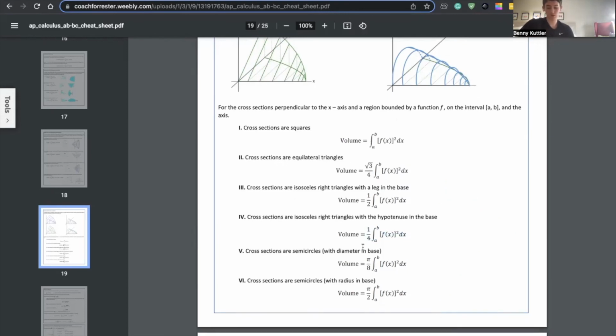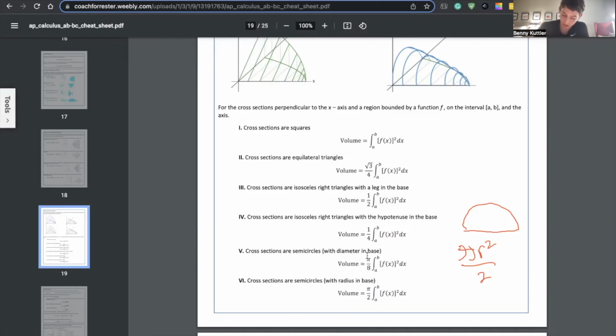Now semicircles, I can prove in minimal time. You should probably still remember it, but it's pi over 8 because a semicircle, remember, is just a half circle. So the area can be given by pi r squared over 2.